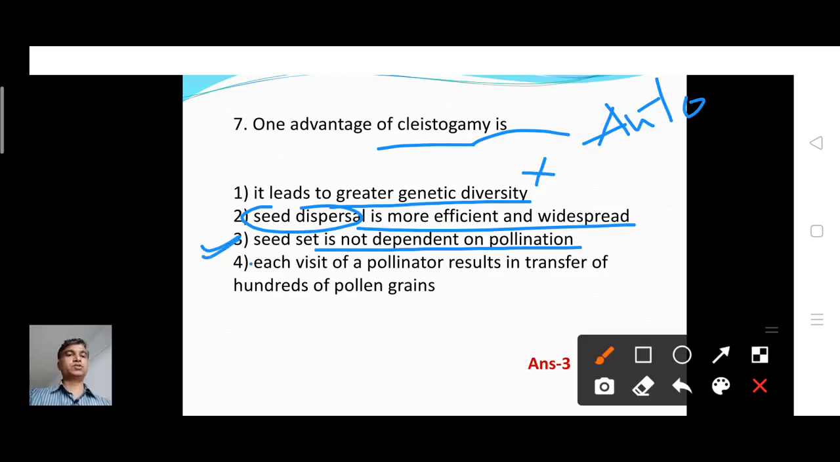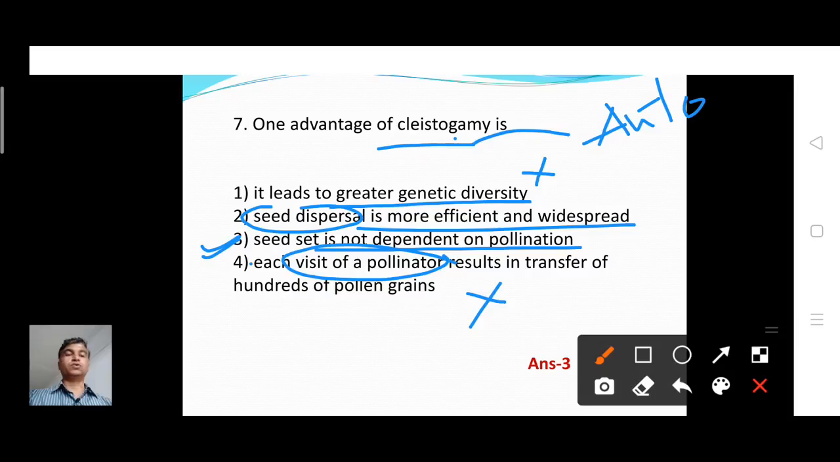Now, just 2 questions back we have seen that the fruit set is compulsory in the cleistogamous flower. Same question related. So the fourth one is: each visit of the pollinator results in the transfer of hundreds of pollen grains. So in cleistogamy the pollinator does not visit at all. That is the wrong one. So here the answer is the third one.